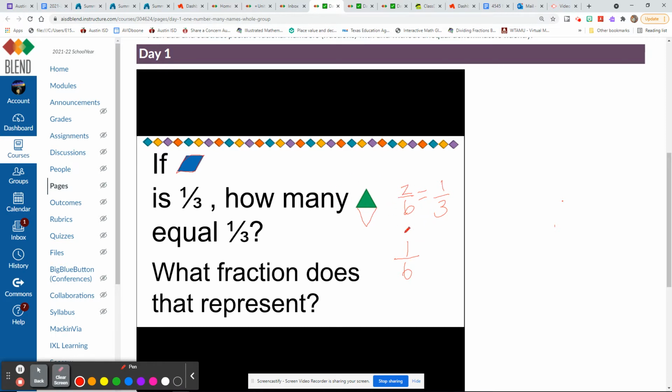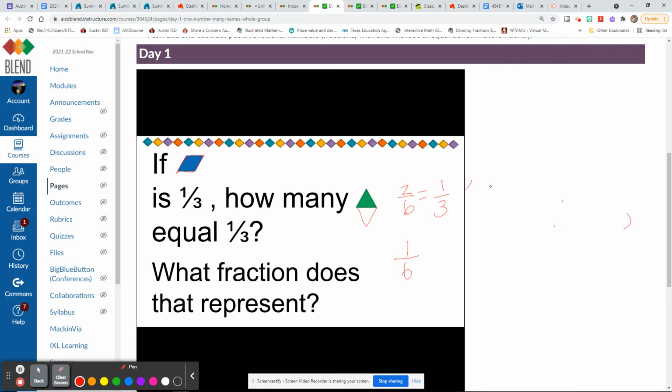So the equivalent fraction would be 2/6 and 1/3. Those two things are the same. They take up the same space. 2/6 in this situation is the diamond. So 2/6 is the same as 1/3.